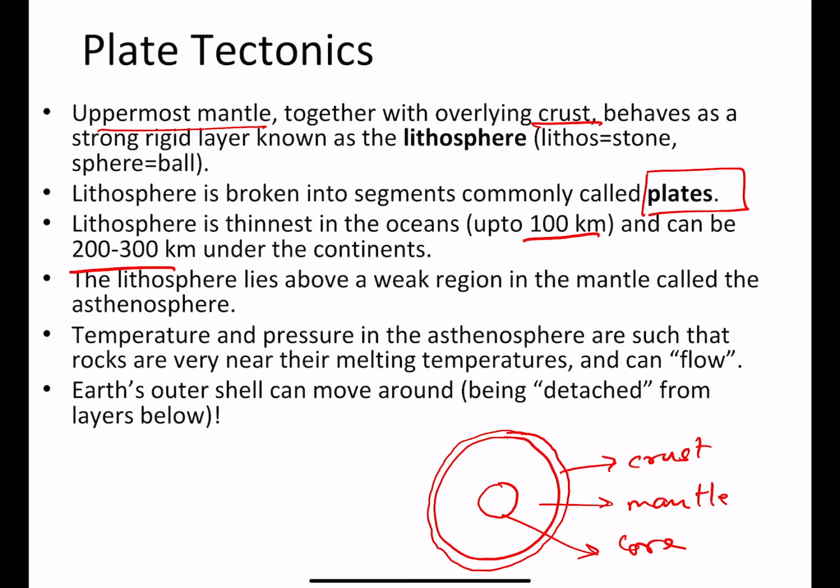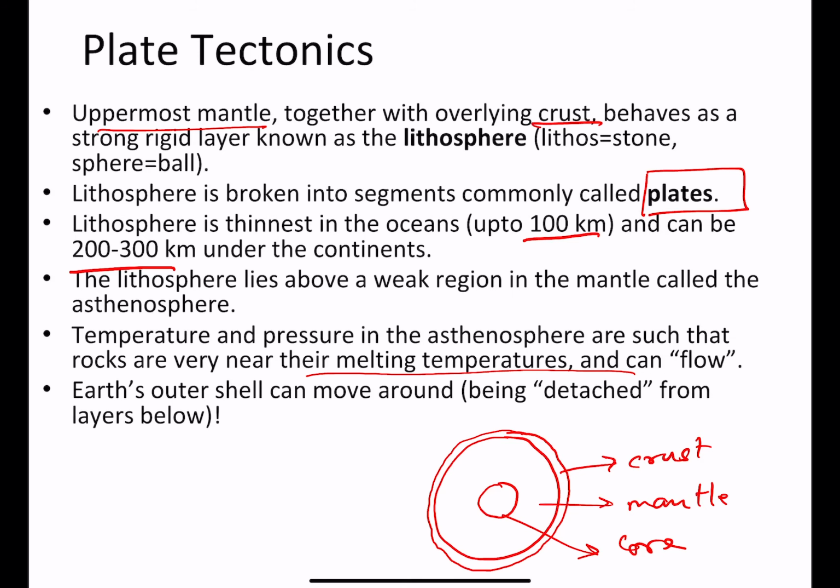The temperature and pressure in the asthenosphere are such that the rocks are very near their melting temperature, and as a result, they can sort of flow around like a custard or a jelly or putty. So they are not rigid. As a result, the lithosphere can move around on top of the asthenosphere because it's not sitting on something that's completely rigid. It's sitting on this putty-like rock underneath it, and so the lithosphere can move around.